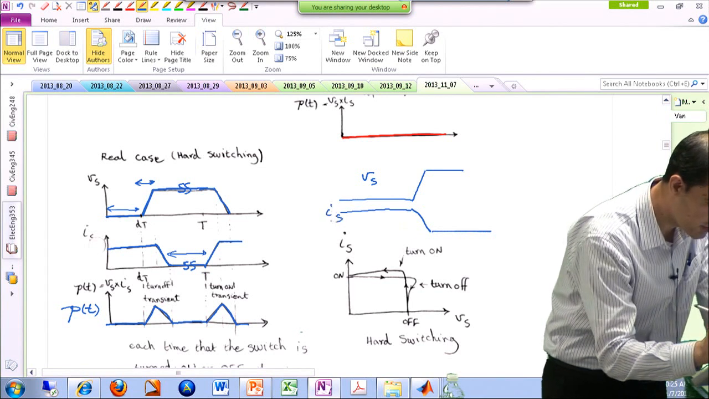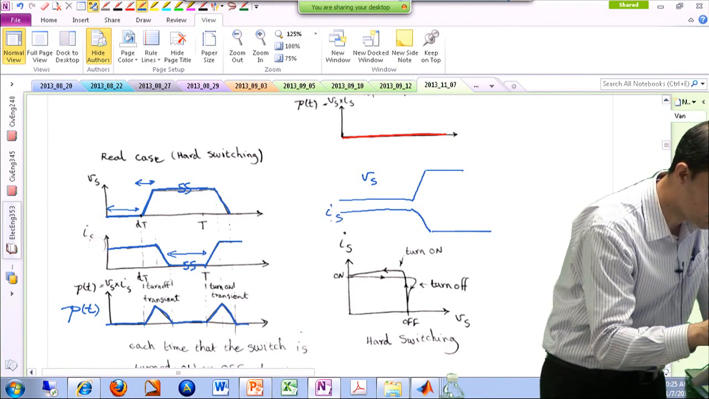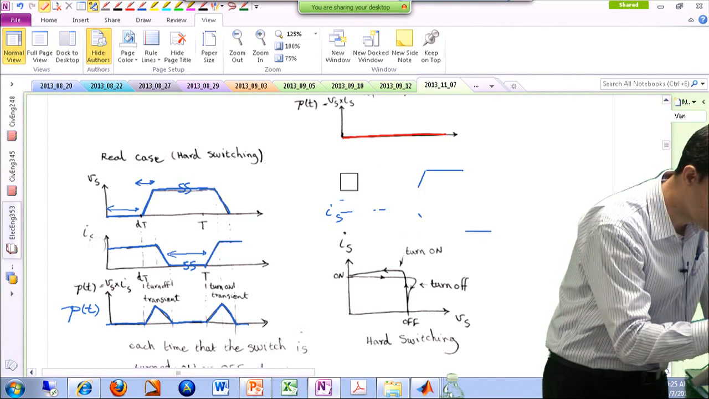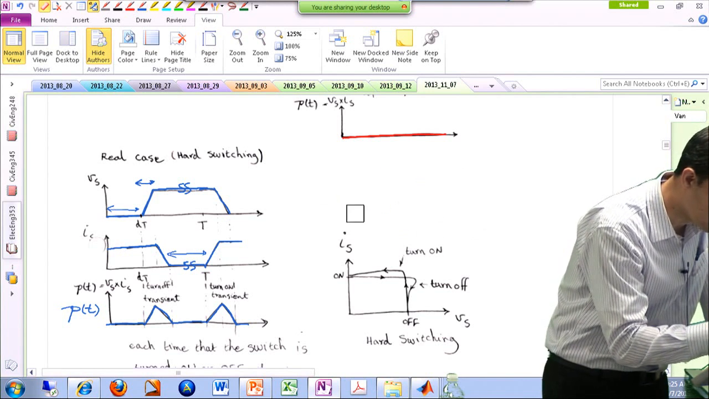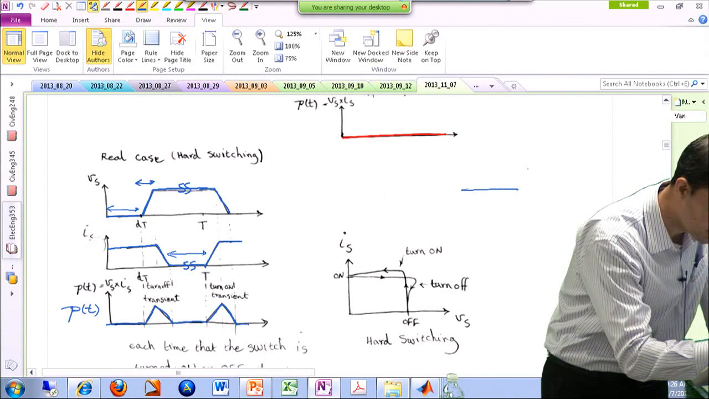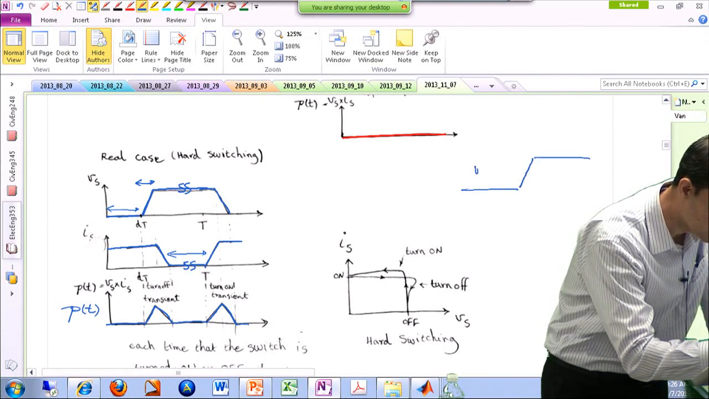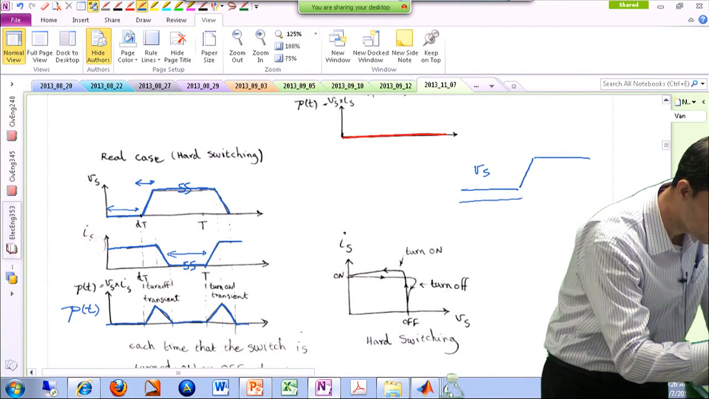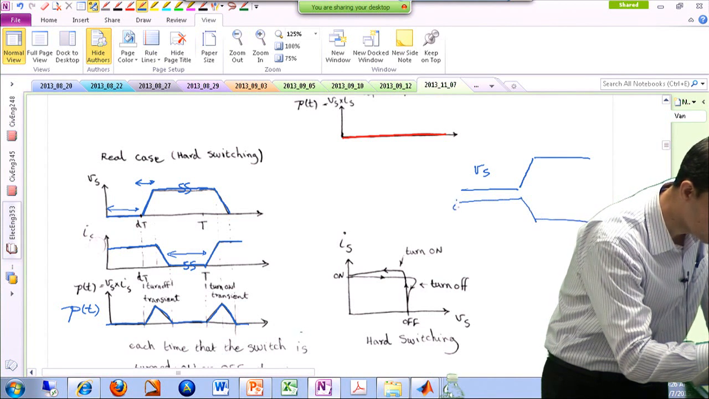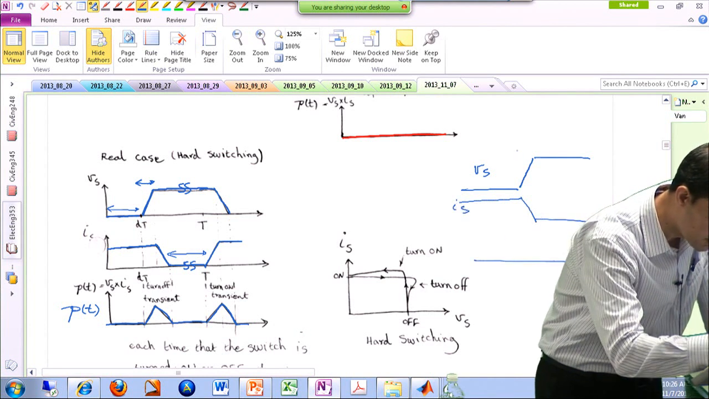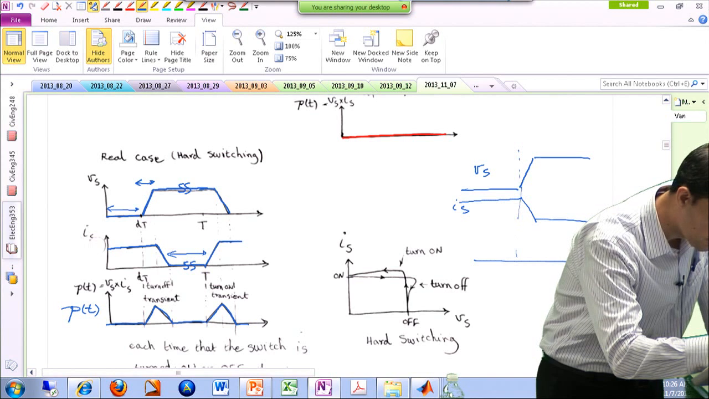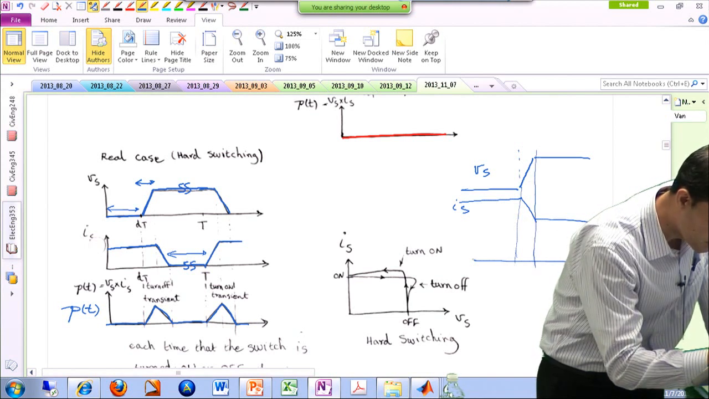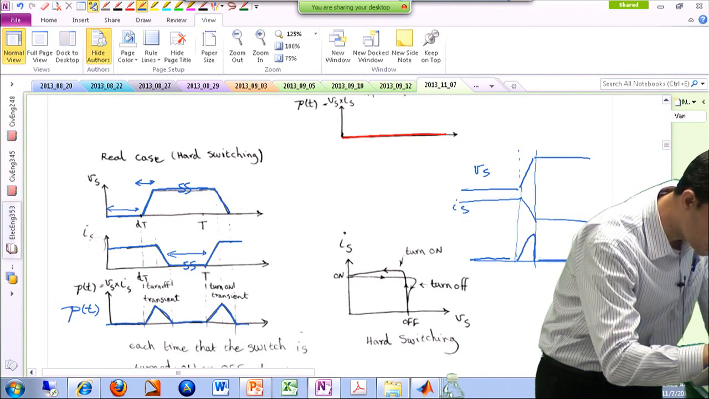So now if you multiply them, let me draw them here. I need a third trace. Okay, so there could be a case like this. So now if you multiply them, it's 0 before, it's 0 after, but non-zero during this transient.